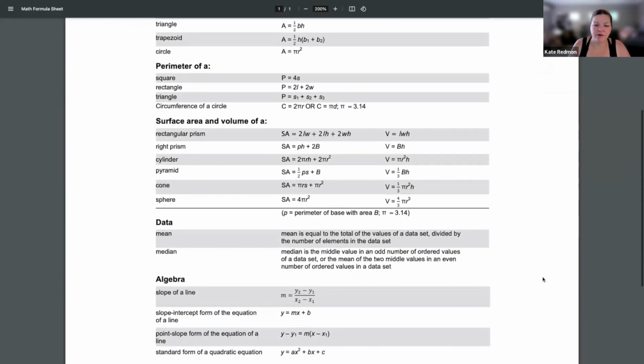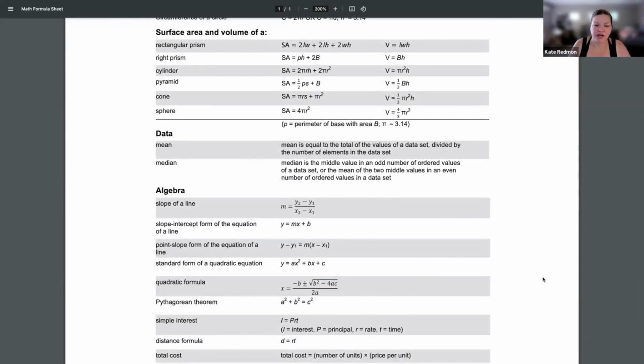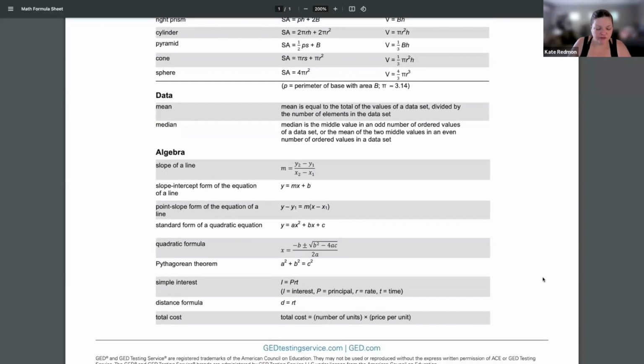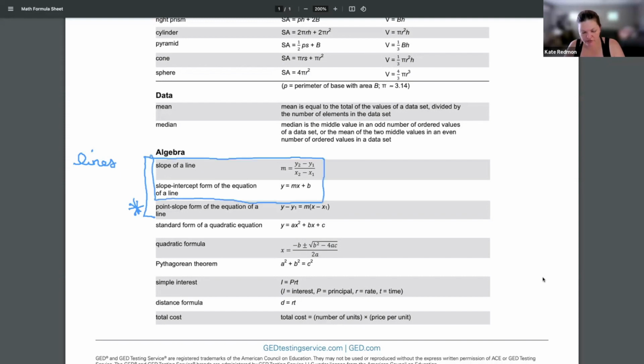And if you come all the way down to the bottom under the algebra section, the first three formulas have to do with lines and slope. And one of them is nice, like this point slope form of the equation of a line is nice. It's another way to do a certain task, but really, if you only know these two, you can do everything you need to do with the formulas and lines based on those two.